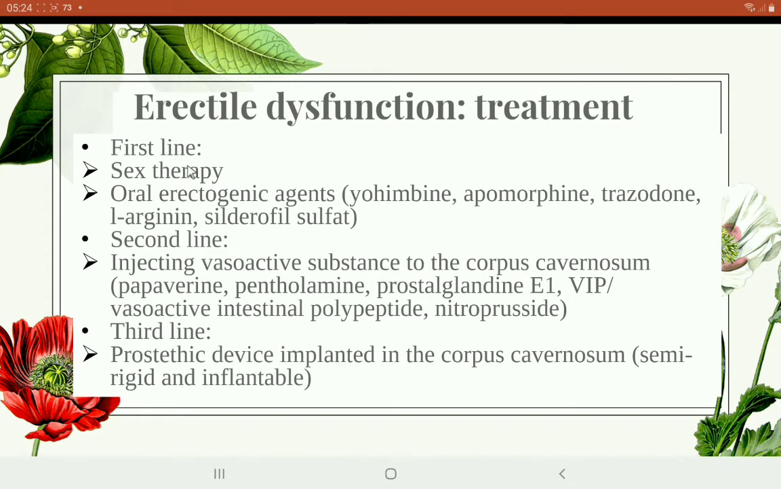First line is sex therapy and oral erectogenic agents like yohimbine, apomorphine, trazodone, and also sildenafil sulfate. And the second line is injecting vasoactive substances into the corpus cavernosum like papaverine, phentolamine, prostaglandin, etc. And the third line is a prosthetic device implanted in the corpus cavernosum. It is semi-rigid and inflatable.